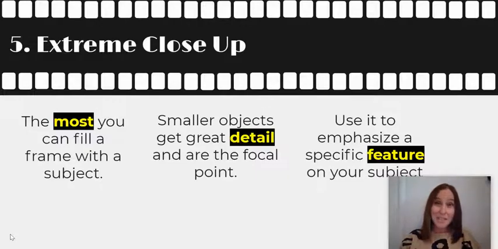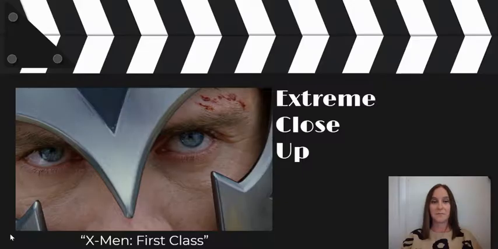An extreme close-up. That's where you're getting really, really close. This is the most you can film a frame with a subject. Smaller objects get great detail, and they are the focal point of that moment. It's used to emphasize a specific feature on your subject. So, normally the eyes. I've seen a couple of extreme close-up examples, but most of the time it's of the actor's eyes.